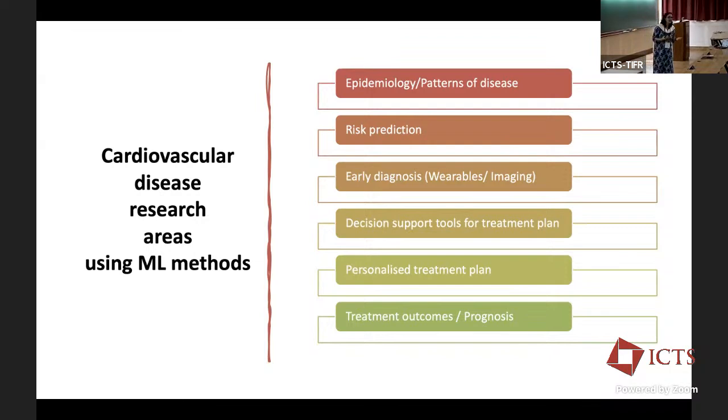There was a study that I was part of, and we saw that in the Northeastern population, the deaths due to strokes were more than heart attack, whereas in the mainland, the deaths due to heart attack were more than stroke.